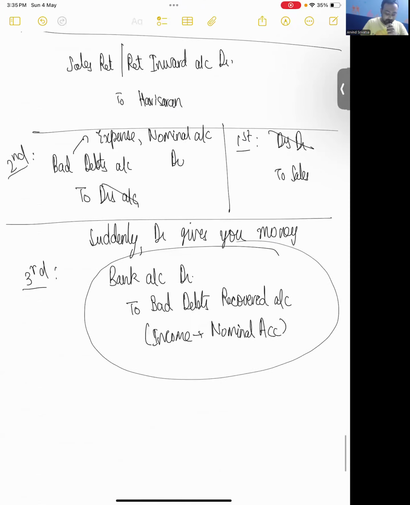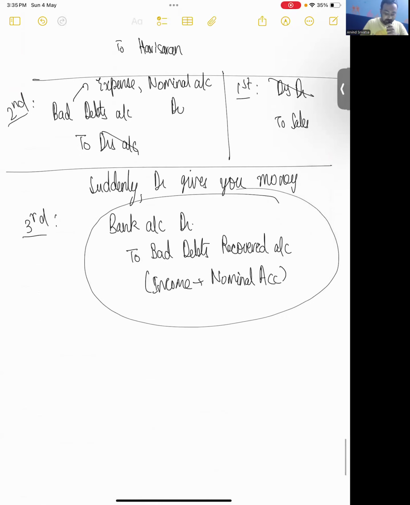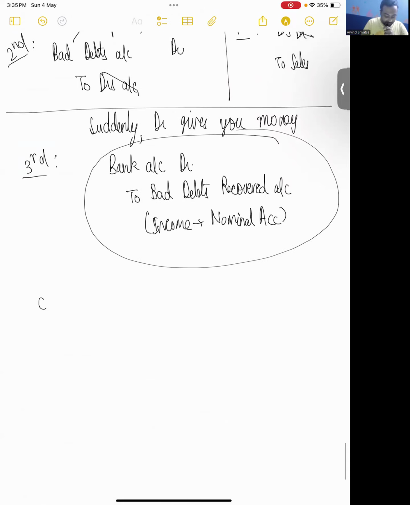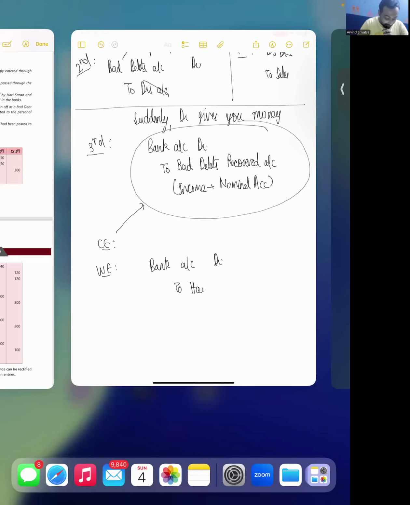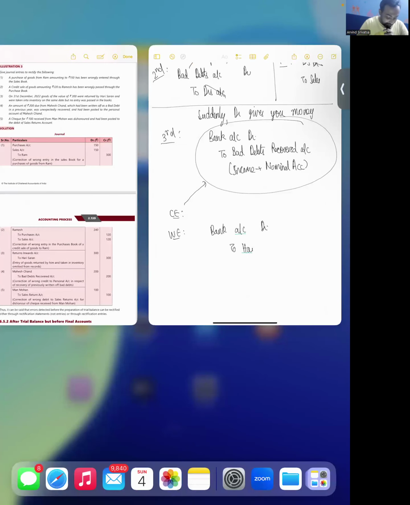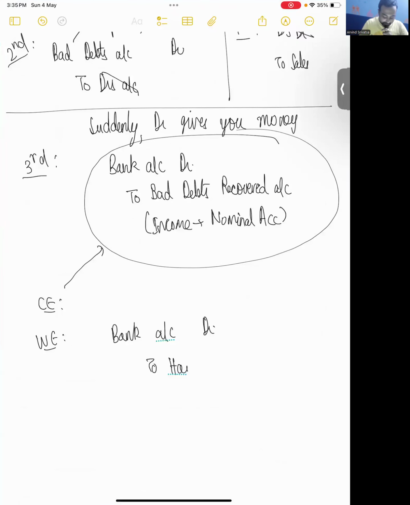I told you a mistake which people will do. They will pass the entry bank account debit to debtor. So that is the mistake they have also done. How can you pass the entry bank account debit to debtor? Because debtor is not even there in your books. So the wrong entry they passed is bank account debit to Mahesh Chand. They treated Mahesh Chand like a debtor.